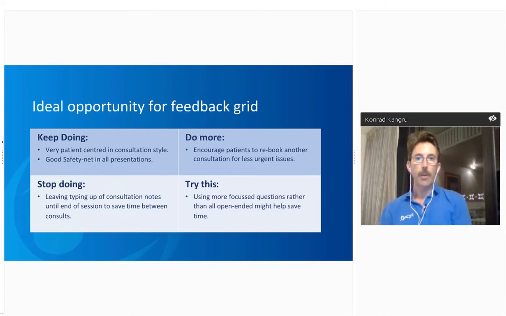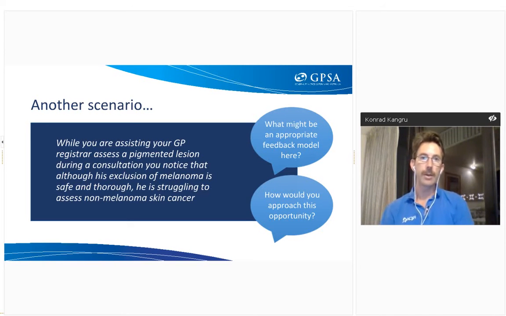Another scenario we might come across. While you're assisting your registrar looking at a pigmented lesion during a consultation, you notice that although he's got a great way of excluding melanoma, and you've got no concerns about his safety in that fashion, he's struggling to assess non-melanoma skin cancers. Wondering how might others approach this opportunity for feedback? What might be a way that somebody else might do that? Or what might be the feedback model that you might use in this setting?